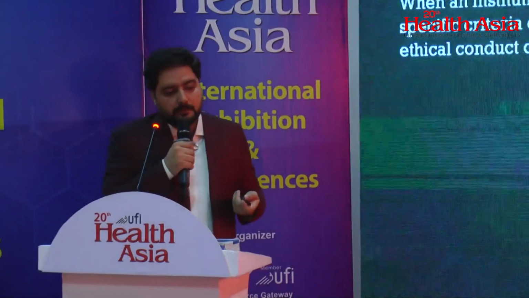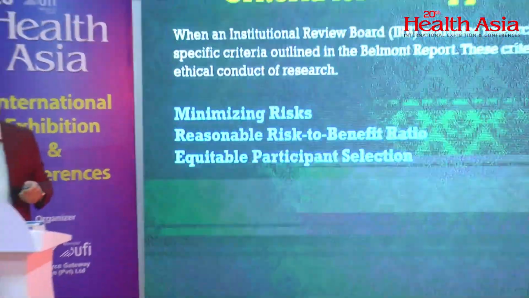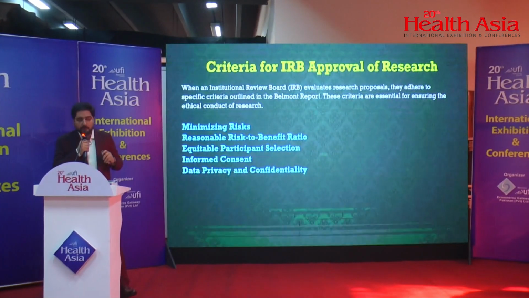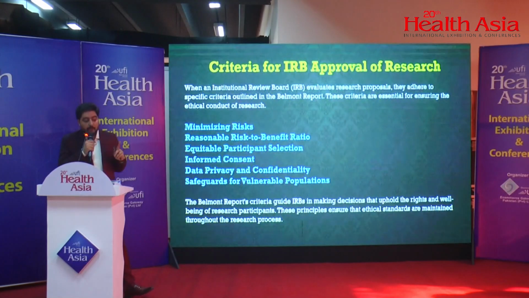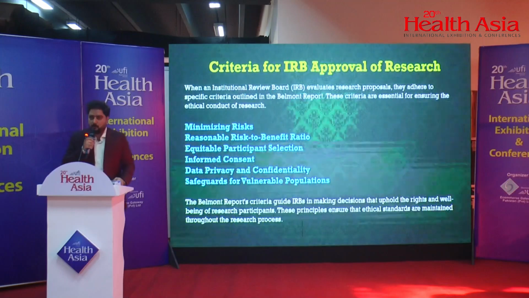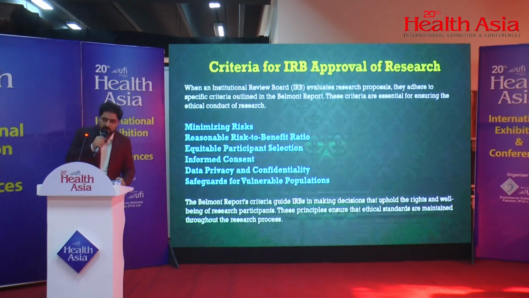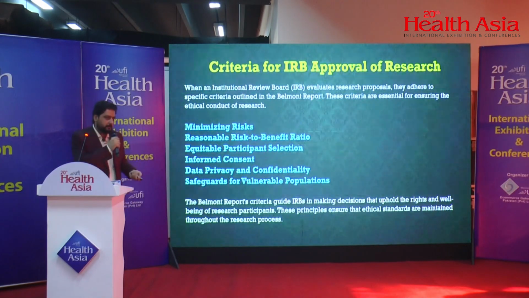So the criteria for IRB approval of research: minimizing risks, reasonable risk to benefit ratio, equitable participant selection, informed consent, data privacy and confidentiality, safeguards for vulnerable populations. So the Belmont Report criteria guide IRB decision making. Do you know what is the Belmont Report? Anyone, any idea? As a doctor, as a medical student, as a researcher, you must know what is the Belmont Report. Do you have any idea what is the Belmont Report?